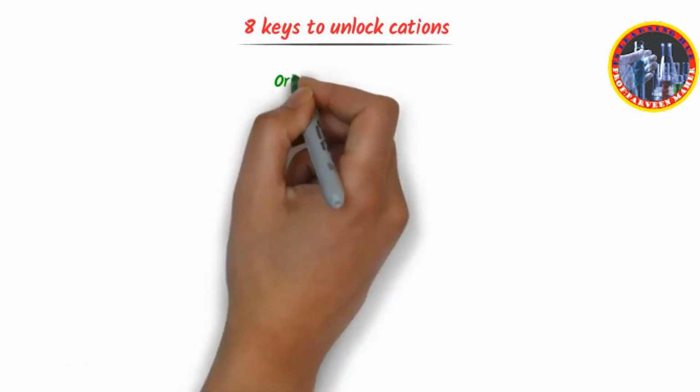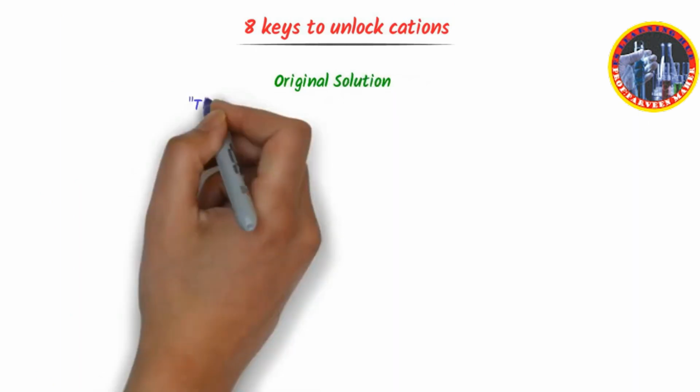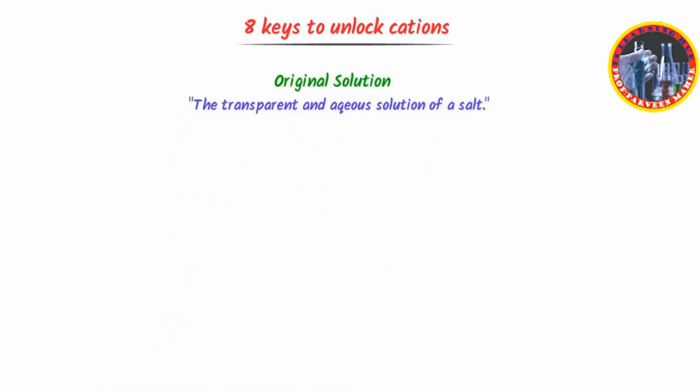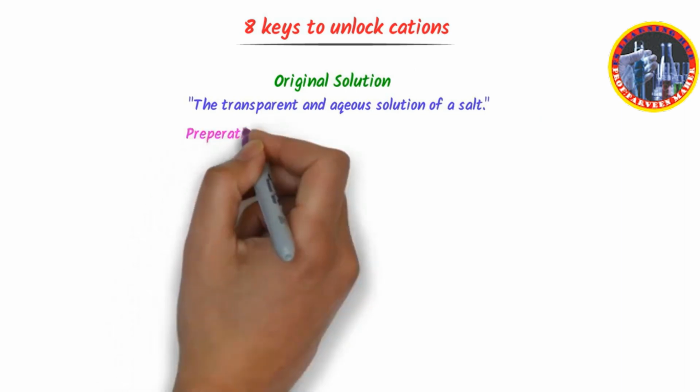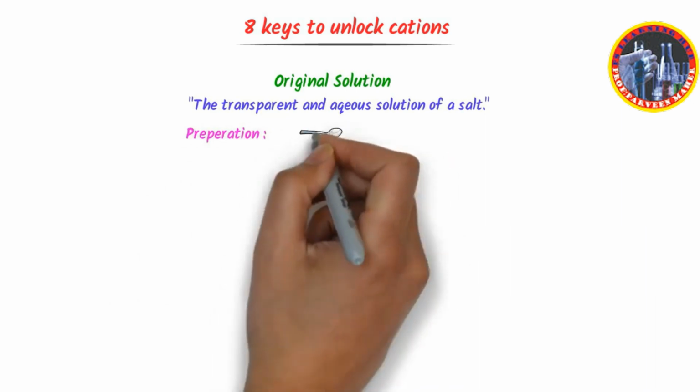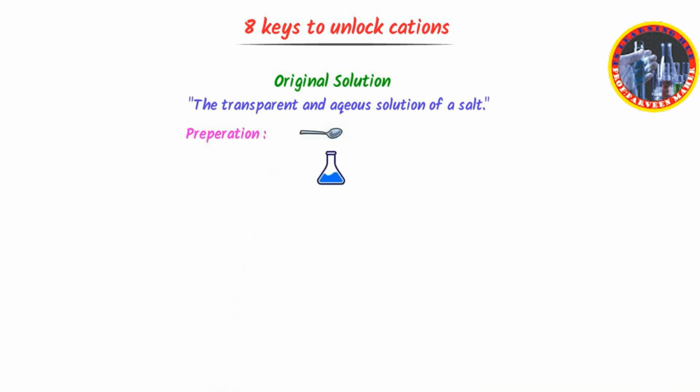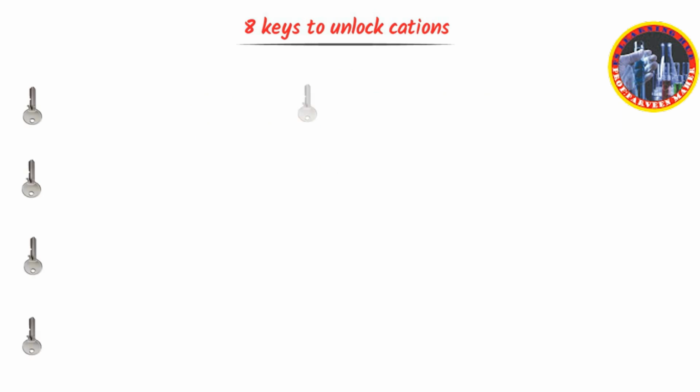Firstly, let me teach you about the original solution. The transparent and aqueous solution of a salt is known as original solution. Its preparation is simple. We take a small amount of salt and add it to cold water or hot water, or we add a few drops of acid to it in order to dissolve the salt in the water. Hence note down this basic concept of original solution. Now we will use 8 keys in order to unlock the cation of any unknown salt.